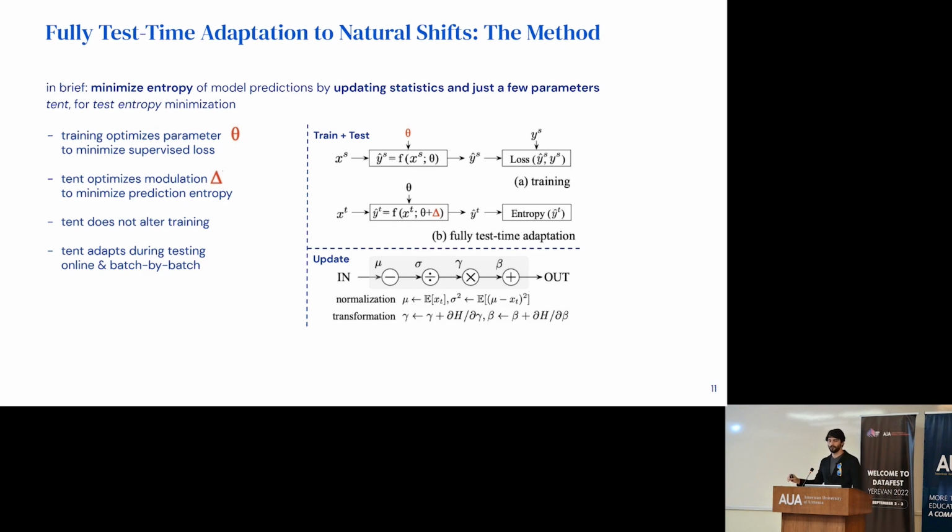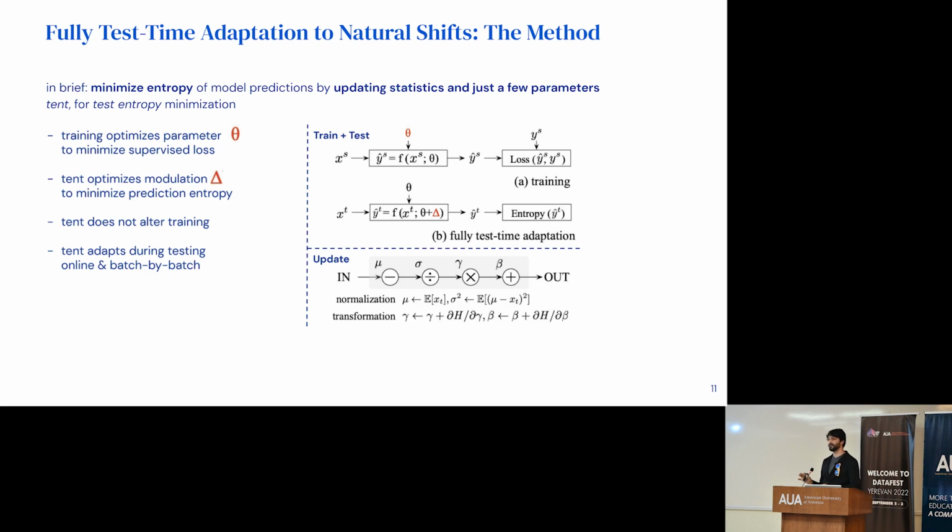And if we look at this train and test plot, what does standard training do? It optimizes our model parameters theta, the theta in red here. We have some loss that, given a prediction y and a truth y, looks at their difference and updates all our model parameters theta. Now at testing, our method TENT is going to optimize what I'll call a modulation, really just a change, delta, that will be some difference on our parameters. Not to minimize the supervised loss, because we don't have labels in testing, but just to minimize that entropy, like I showed you on the prior plot.